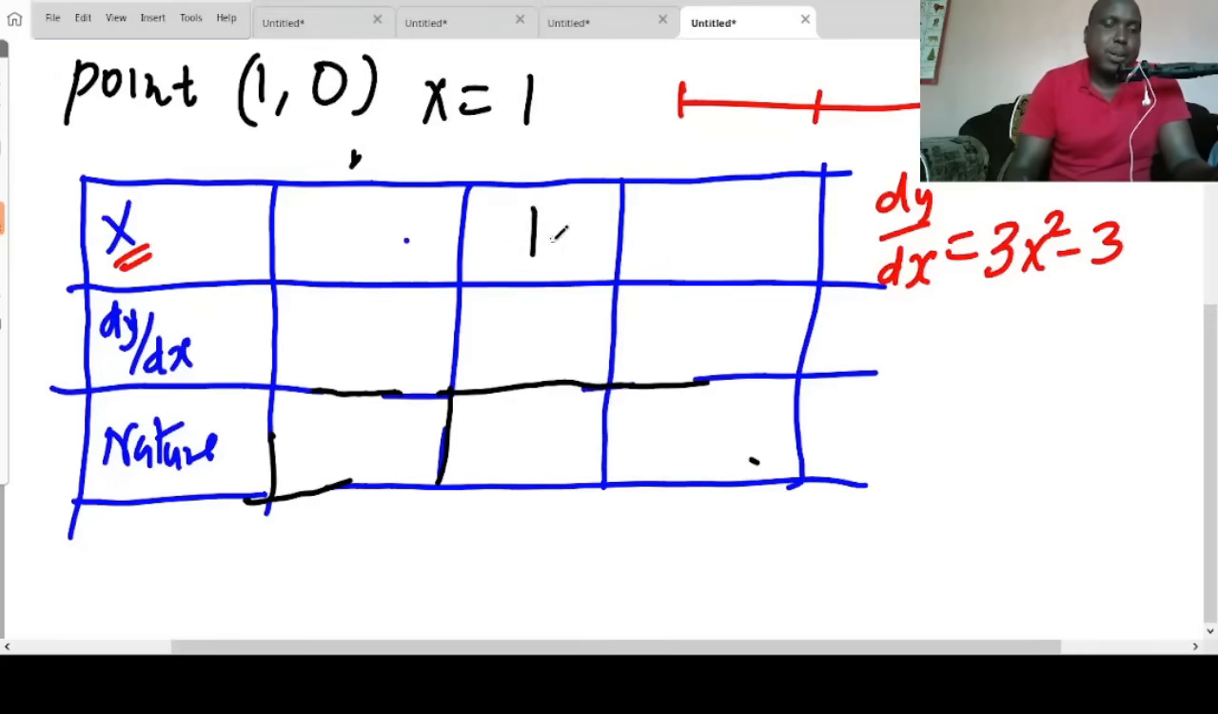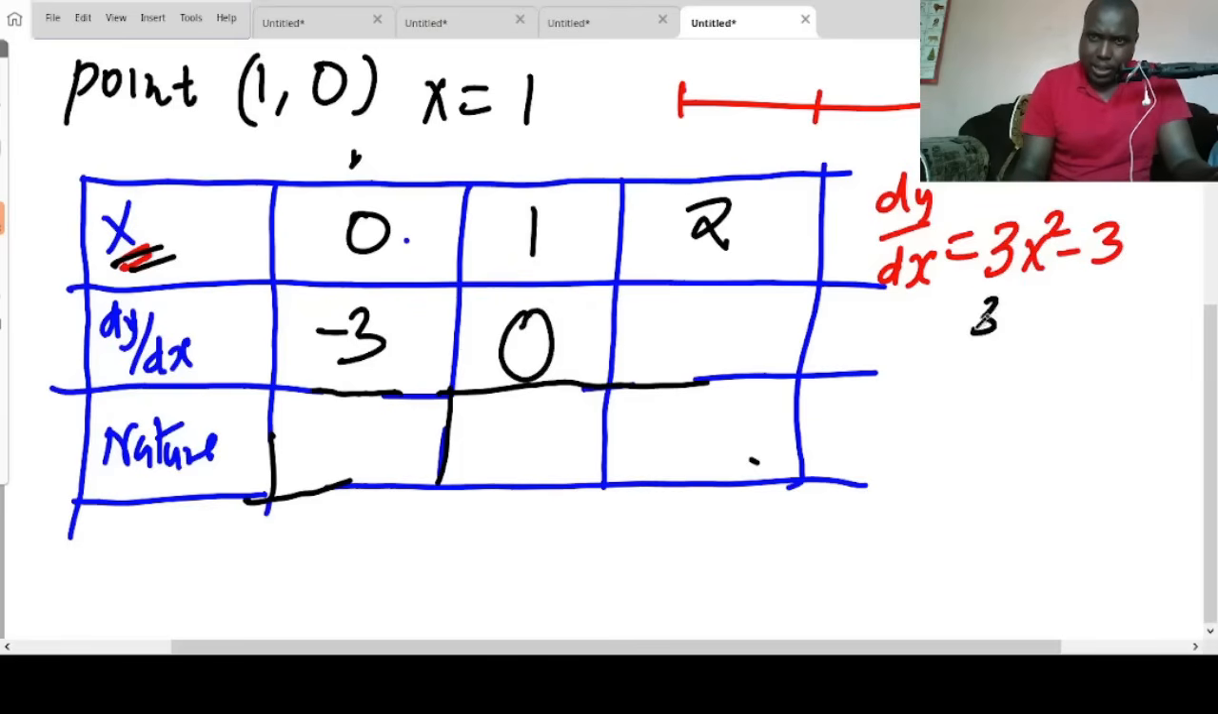Then find one number to the left of 1, that is 0. One number to the right of 1, that will be 2. Right? Now substitute these values of x on the gradient. So if you substitute 0, the answer is going to be negative 3. At the middle, the answer will always be 0. dy over dx, if you put 1, it will be 3 minus 3, the answer is 0.